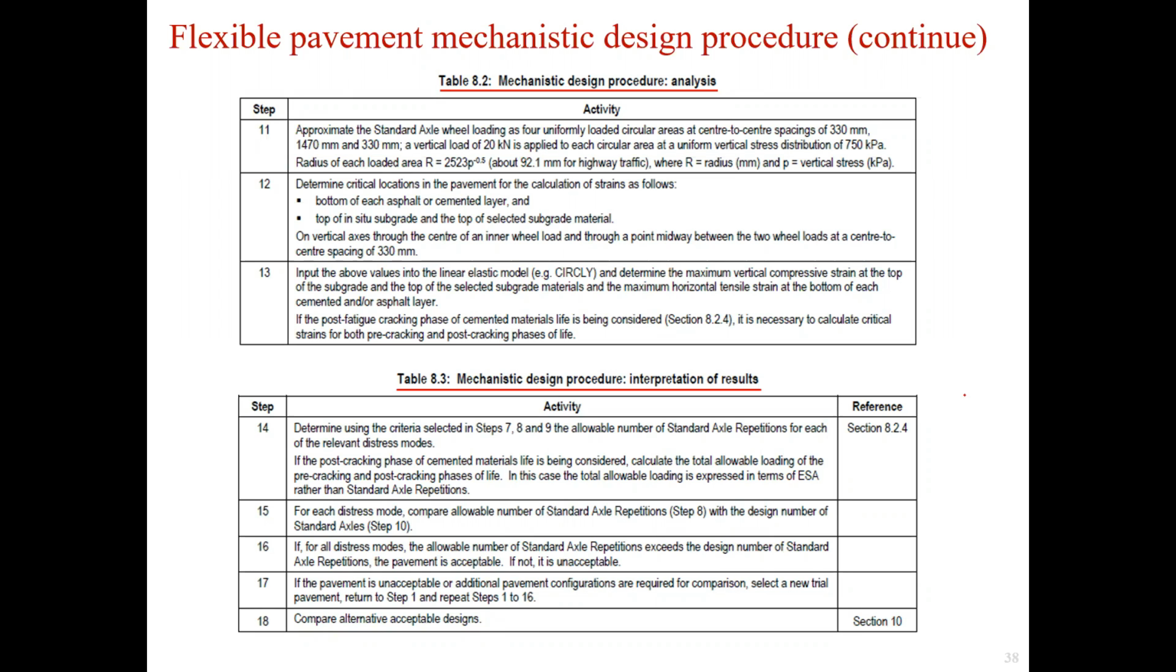For the interpretation of the results, we need to calculate the allowable number of standard axle repetitions for each of the relevant distress modes. For step 15, we compare the allowable number of standard axle repetitions with the design number of standard axle repetitions for each distress mode. The pavement is deemed acceptable if, for all distress modes, the allowable number of standard axle repetitions exceeds the design number of standard axle repetitions.